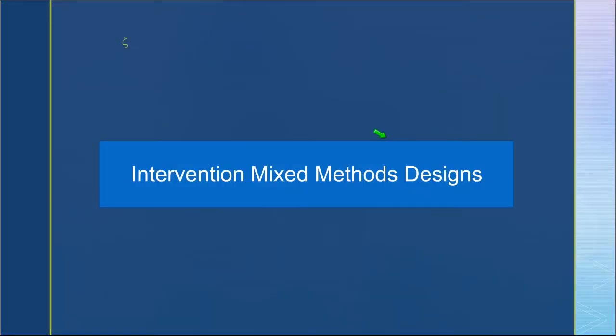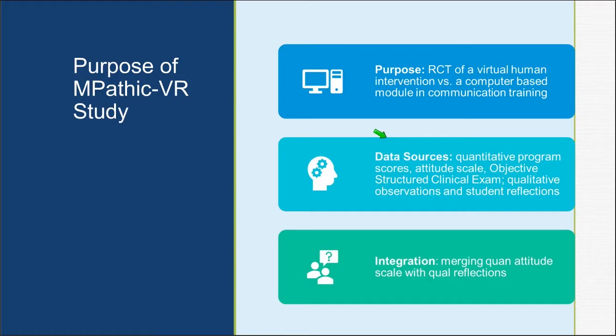Just in brief, here is an example from a more complex design, an intervention mixed methods design. I'll show you an example from a grant that we mentioned in the introduction that I work on, using virtual human technology for education, specifically to provide training in communication skills. The data sources in the joint display I'm about to show you included quantitative program scores and an attitudinal scale.